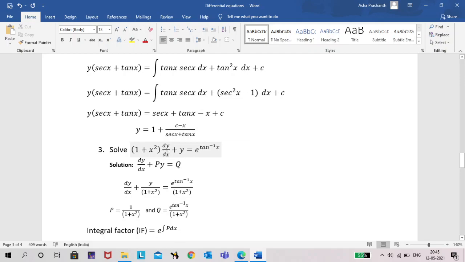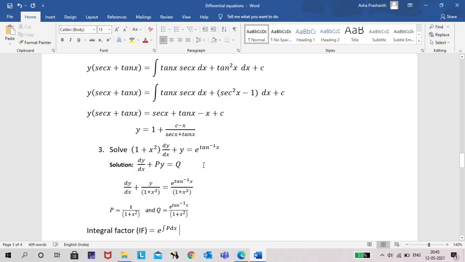So what we have to do? We have to remove this coefficient 1 plus x square. For that what we can do? We can divide the whole equation by 1 plus x square, right? So what we will get? dy by dx plus y divided by 1 plus x square is equal to e to the power of tan inverse of x by 1 plus x square, right?